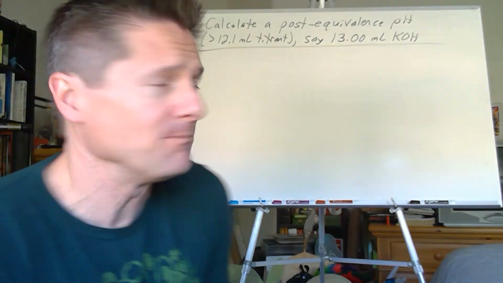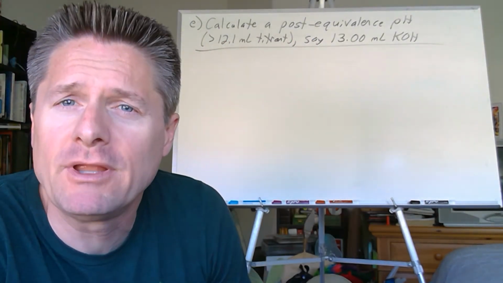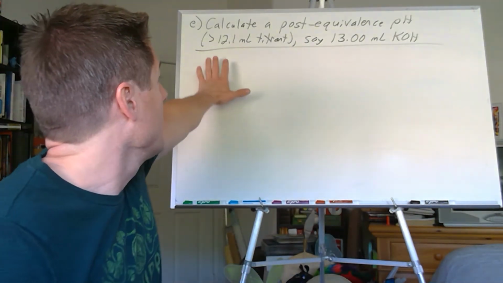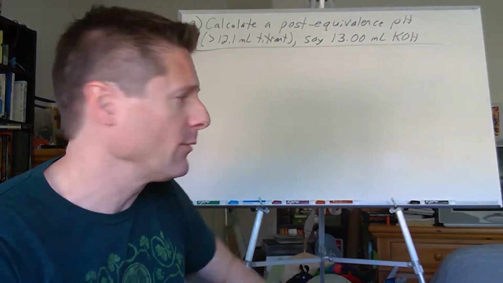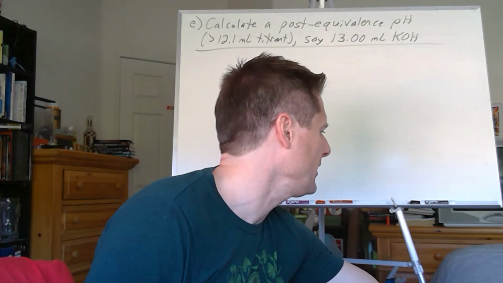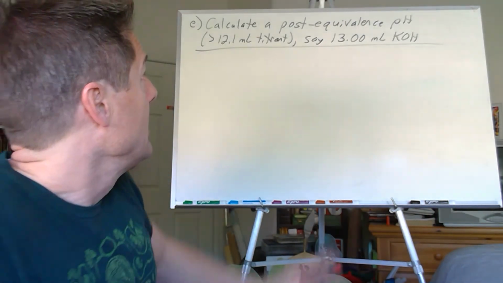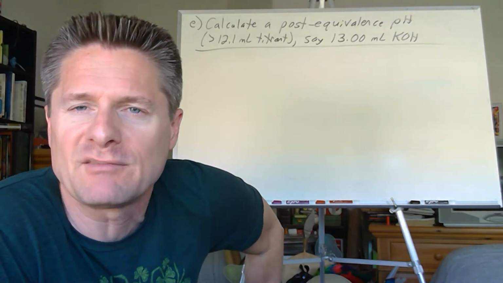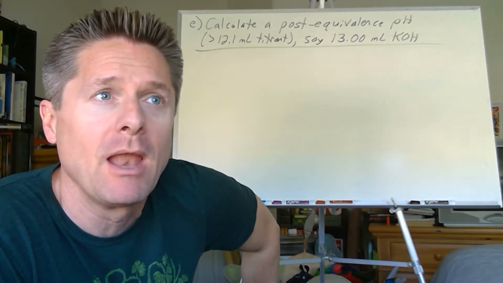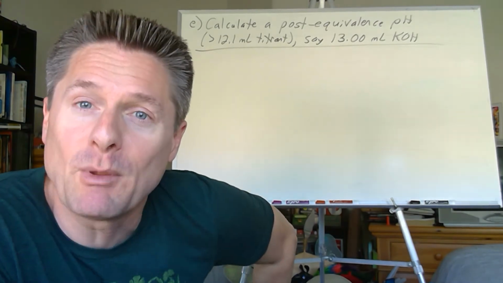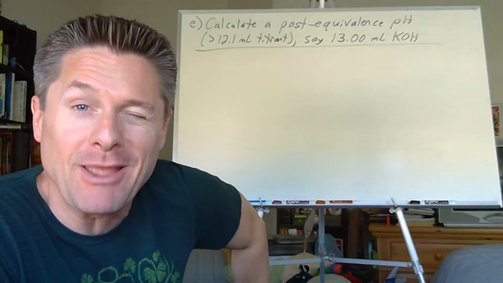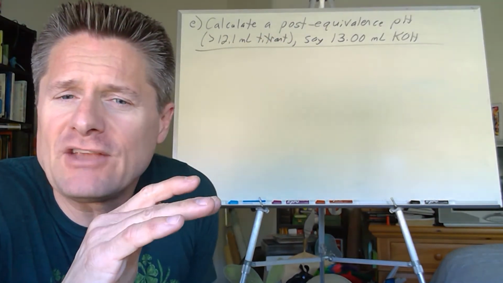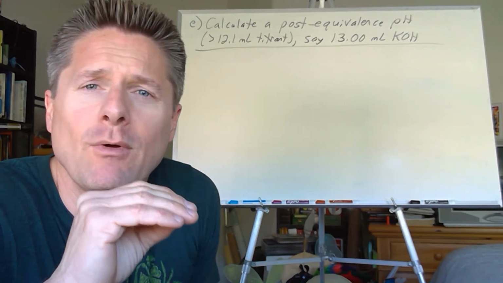Here's your official problem. We're calculating a post-equivalence point pH, and on a test, of course, I'd give you a volume. I wouldn't make you figure it out yourself. It's got to be after the equivalence point, which was 12.088, about 12.1. So anything past that's good. So let's take 13.00 milliliters, with 2 decimal points from the buret's absolute uncertainty.